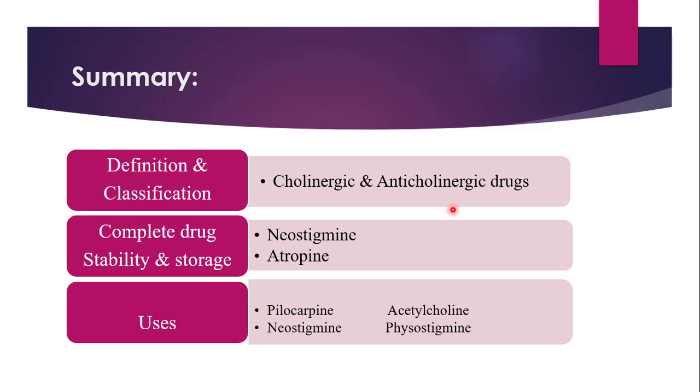Now to summarize all the questions, I will cover definition and classification first. The definition of both cholinergic as well as anticholinergic drugs is important, along with the classification of both classes, cholinergic as well as anticholinergic. Then complete drugs, stability, storage, every aspect is asked. The drugs are atropine and neostigmine. So these are the complete drugs from this chapter, and the uses of pilocarpine, neostigmine, acetylcholine, physostigmine, etc.